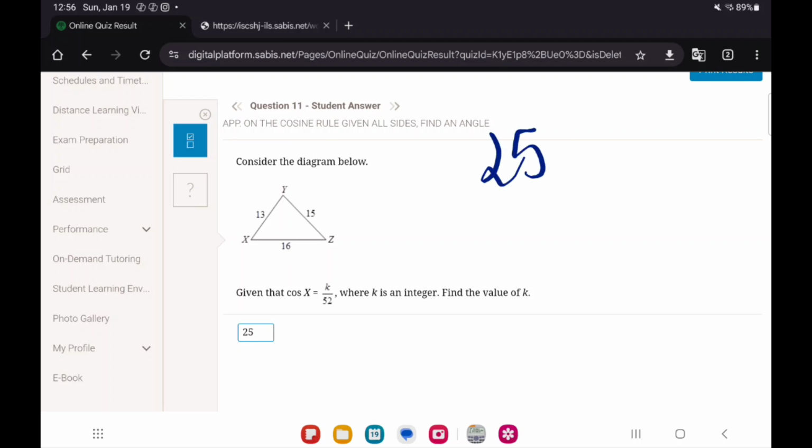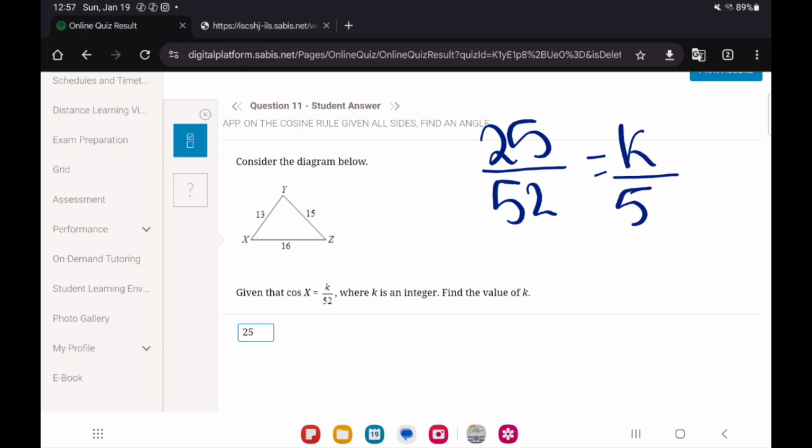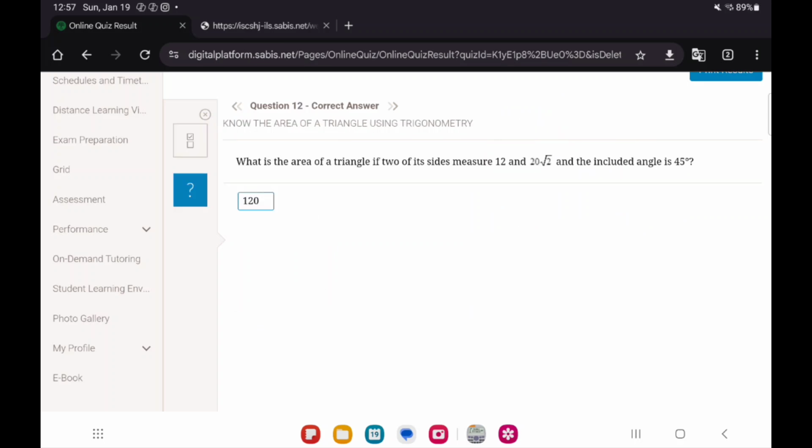Your answer is 25 over 52, and they give you k over 52, so it's obvious that the answer is 25. Okay, now the next question is area.